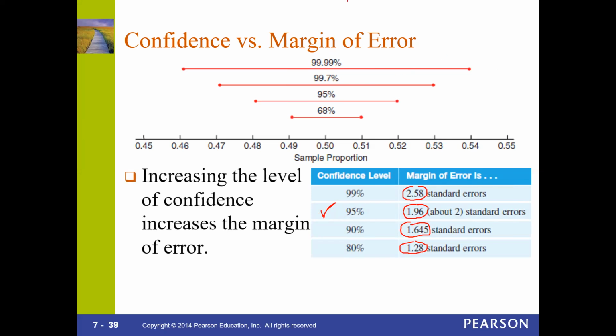So notice that if you increase the level of confidence, it also increases the margin of error. That's why I say right here, here we have a smaller margin of error, here you have a bigger margin of error. Increasing the level of confidence also increases the margin of error. So use that sentence just in case something happens to you.